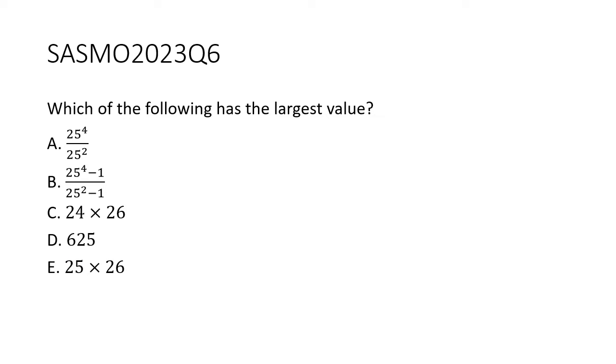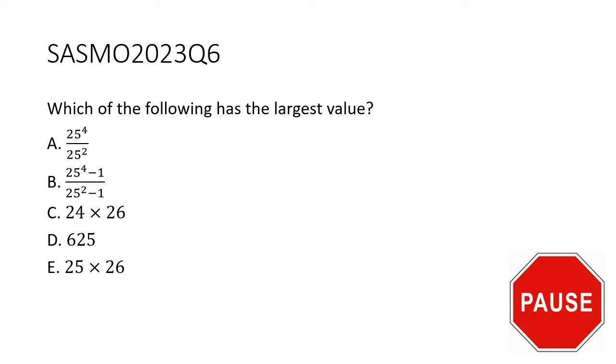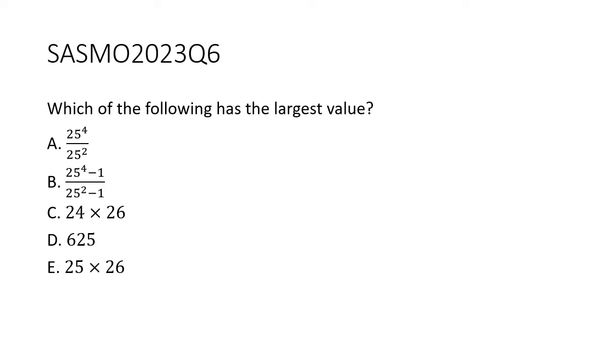Which of the following has the largest value? Pause the video here and give this question a good try. So let's go by elimination. Let's look at option D. Option D is just 25 squared, which turns out to be the same as option A, is also 25 squared. And interestingly, option C is 24 times 26. Notice that A, C, and D are all clearly less than option E, so we can eliminate these three. 26 groups of 25 is definitely more than 25 groups of 25 or 26 groups of 24. So that's just simple math.